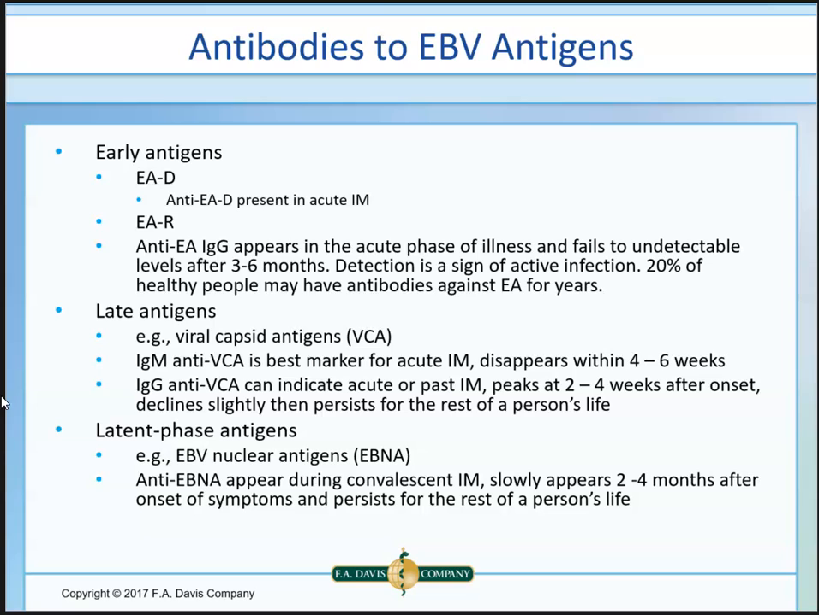Now, the latent phase is called the EBV nuclear antigens. Don't you love all these initials? Epstein-Barr virus nuclear antigens. The Epstein-Barr nuclear antigens appear in convalescence, slowly appearing after the onset of symptoms, and they can persist later in life. So what they usually look for is the VCA a lot of times to determine what's going on with the patient.